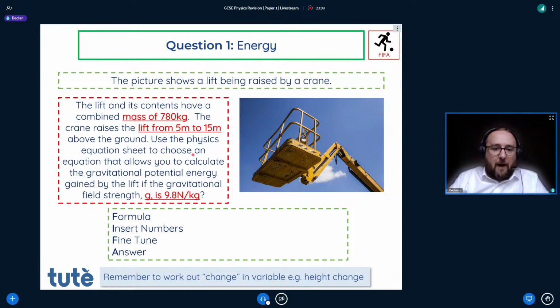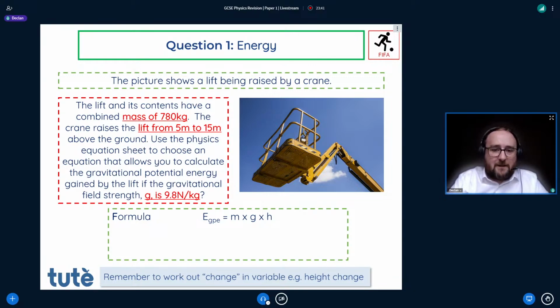So my first job, after I like to write formula, insert numbers, fine tune, and answer, I like to write that in like the margin or the side of the paper. You could even, in the side of the answer spot, you could even just write FIFA if it helps you. If it helps you remember a way to work that out. So the first thing we do, writing down that formula. Make sure you write the formula. That could get you 1 easy mark. 1 easy mark just for writing something from that equation sheet in the correct question. A really nice mark, nice confidence boost.